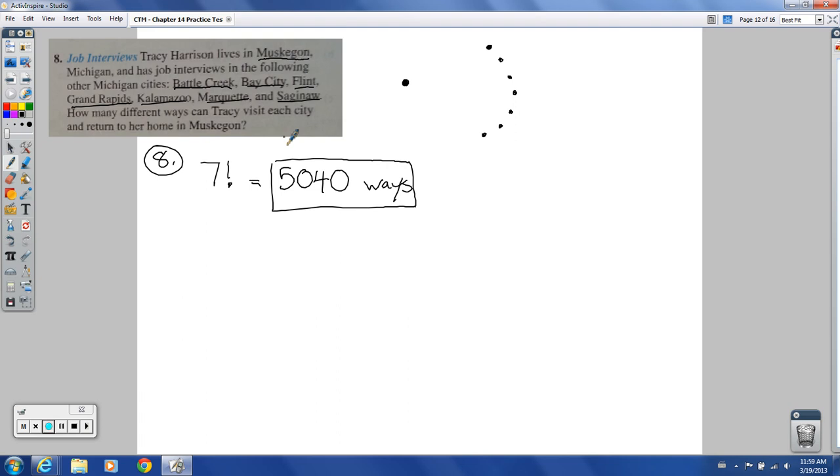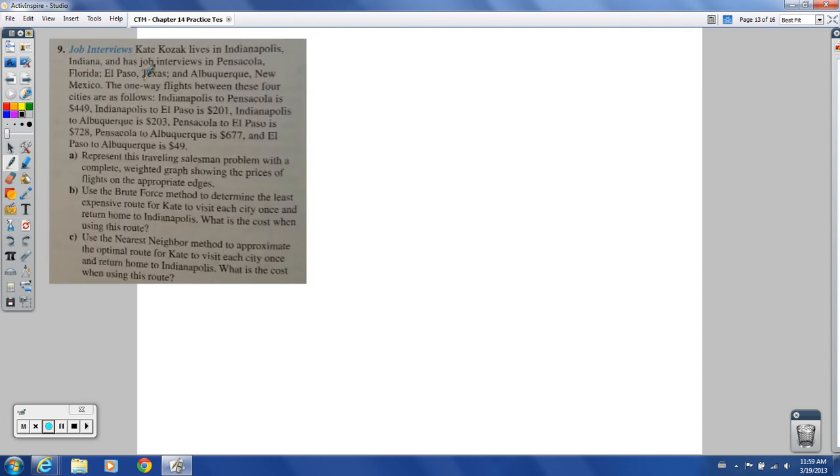Okay, so 7 factorial, that is the number of ways she could visit the different cities. We're not saying which one of these ways is best or fastest or most efficient or cheapest. We're just saying this is how many ways there are. We will probably get to that. Yep, it looks like in this question we'll talk more about what would be cheapest and whatnot.